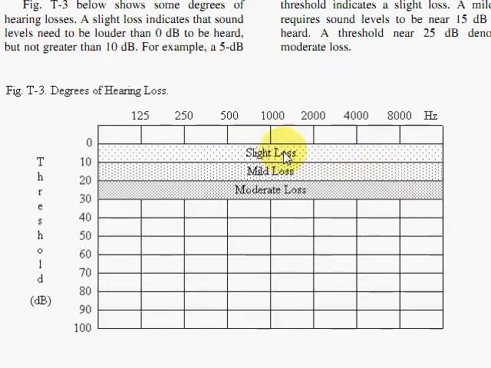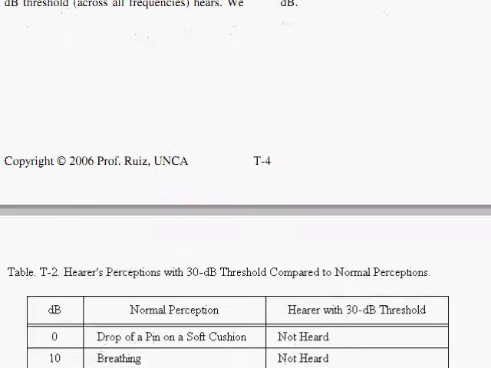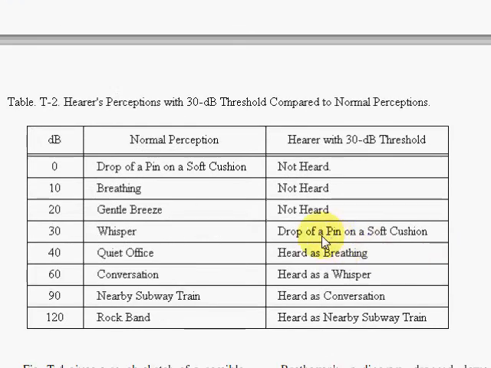Here we have a slight loss, mild loss, moderate loss. This would be kind of like having 20/30 vision or 20/40 vision, this kind of thing. And then down in here, 20/100. So this is your general designations for hearing loss, slight hearing loss. And here we have normal perception and hearing loss of 30 decibels.